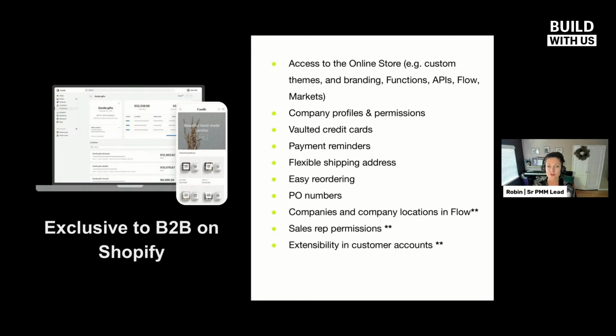Okay, so we've covered the features that are exclusive to B2B on Shopify and available to use today in your B2B store. But let's talk about the features that are coming soon to B2B on Shopify. First up, we've got automation and true time savings for your B2B business. With support for companies and company locations in Flow, launching very soon, you'll be able to automate back office tasks like assigning payment terms or customer communications when orders are placed. These are just two of the many automated workflows you can create with Shopify Flow.